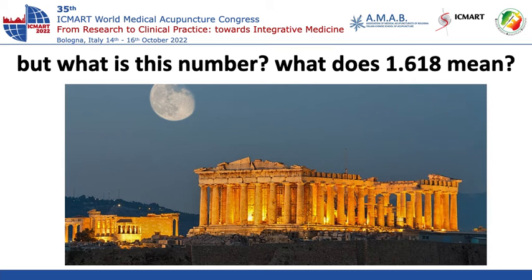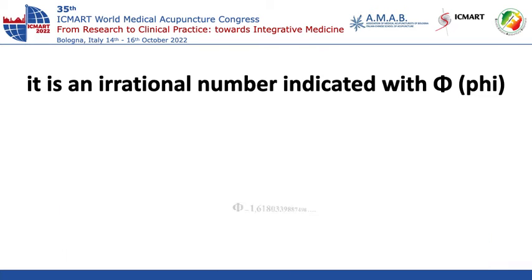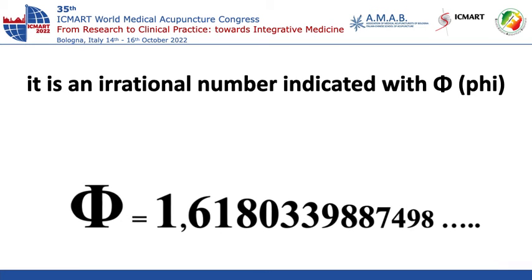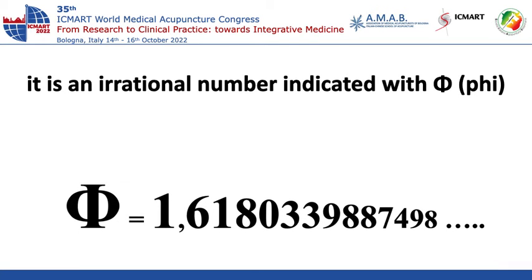This is the Parthenon. But what is this number? What does 1.618 mean? 1.618 is an irrational number indicated with phi, because it is made up of an infinite number of digits.